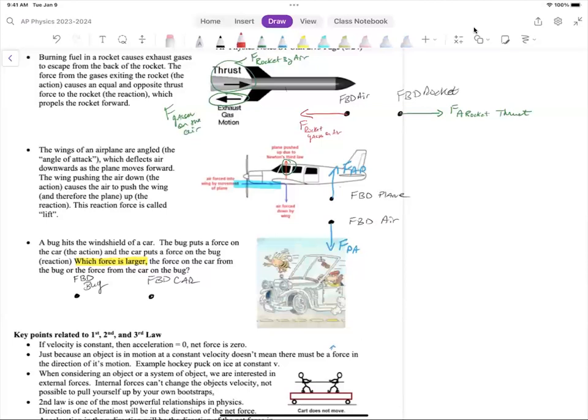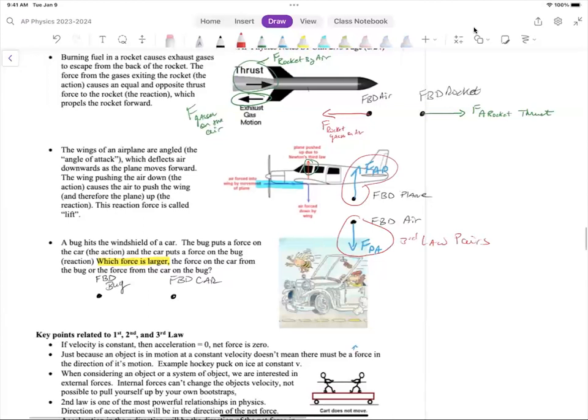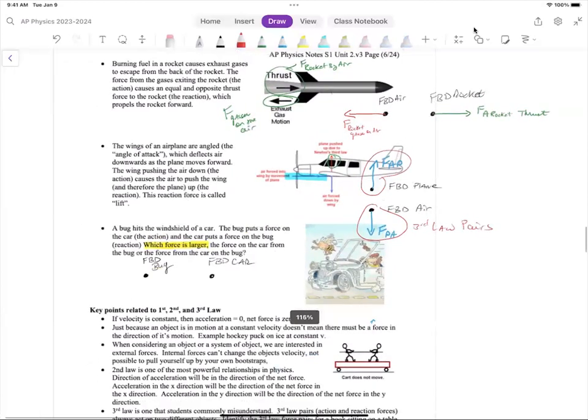These are third law pairs. Notice there are two different objects involved. Yes, there are other forces, but I'm only trying to talk about the ones that are third law.